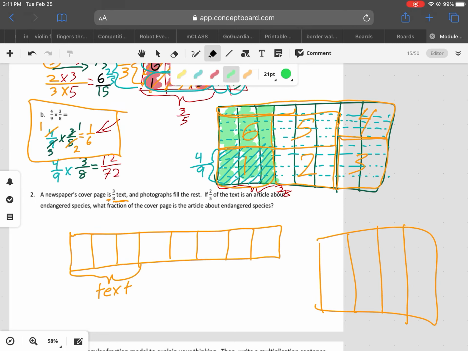Oops. So I'm going to go ahead and do it this way. Here is our newspaper, and we're going to shade in. Oops, that's 3/8. Sorry, I did 4ths. Let me finish it up. We are going to shade in 3 of these. 1, 2, 3. Okay, now we have to cut it into fifths because it says 2/5 of the text. So we're actually looking just at the yellow part, but that's cut into fifths. So I'm going to draw 4 lines to make 5 sections.